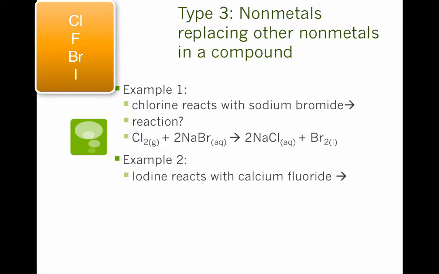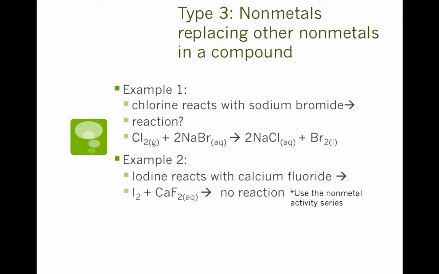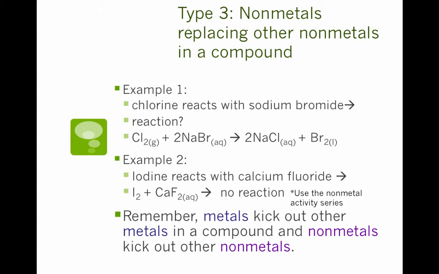Another example of nonmetals replacing other nonmetals, iodine reacting with calcium fluoride. What is our nonmetal in this case in the compound? It is fluoride. Fluoride is above iodine on the activity series, and there is no reaction. As I've mentioned already, remember that metals kick out other metals in a compound, and nonmetals kick out other nonmetals.